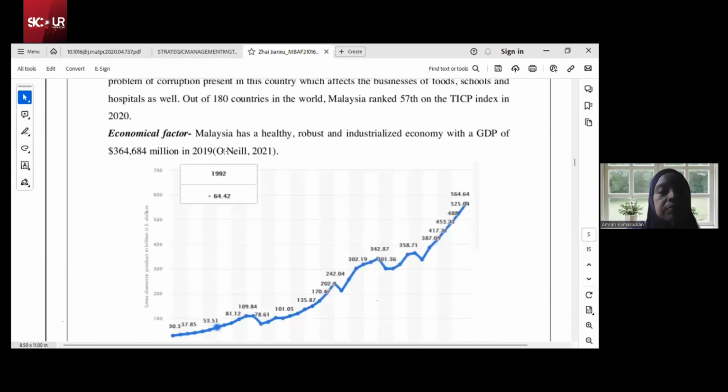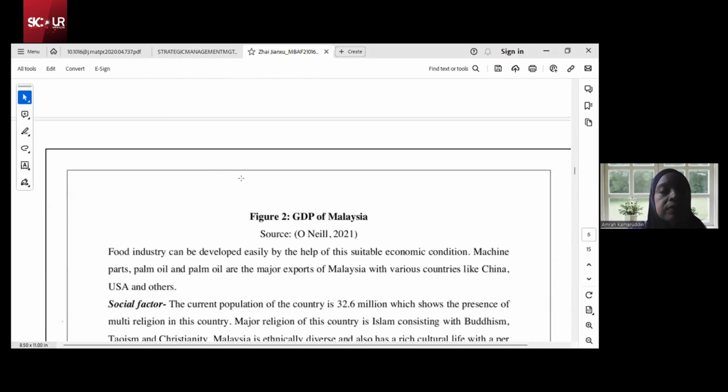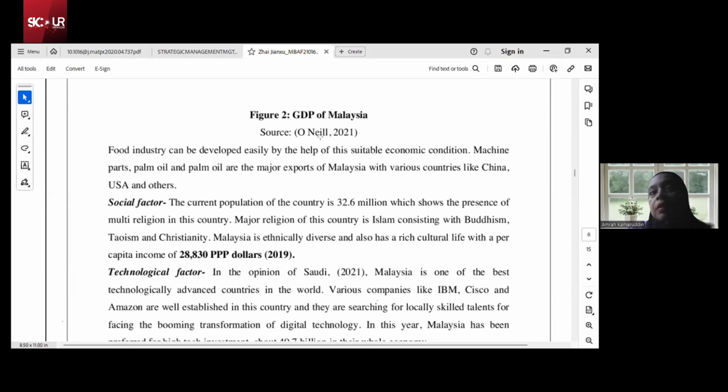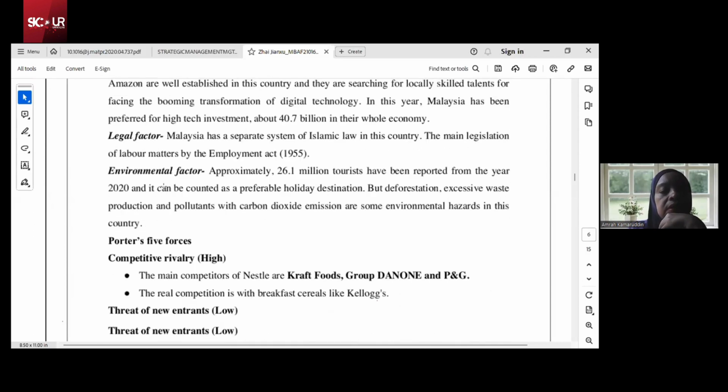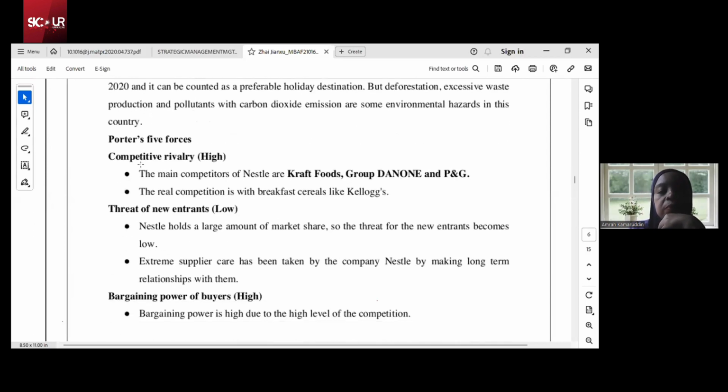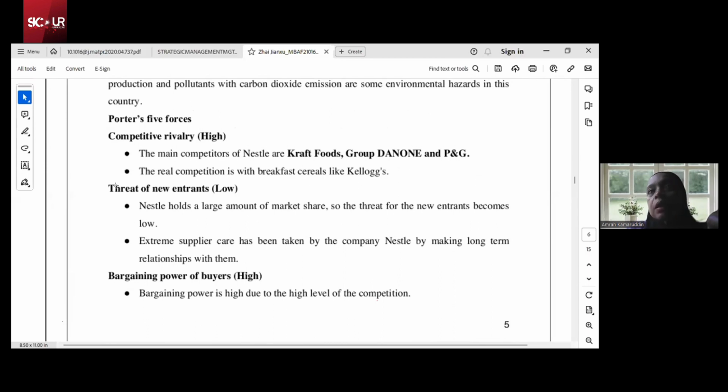from the GDP of Malaysia. O'Neill is also a very good consultant company, like Statista and also Gartner. You can use PricewaterhouseCoopers. Okay, this one, the five forces, you can put it in particular boxes, or you can just put it in bullet form.